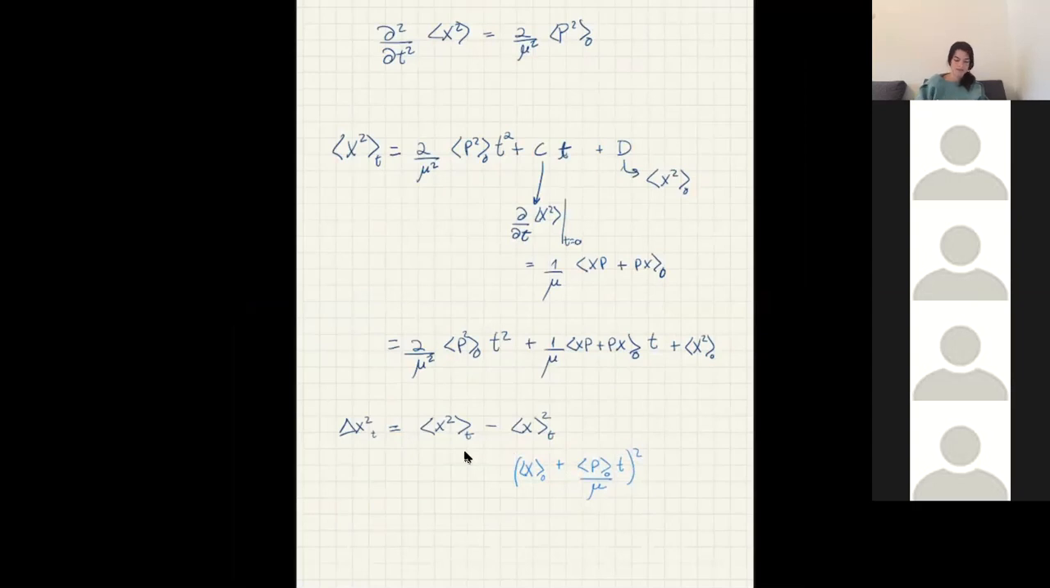And now the nice thing is that this is an average, it's a number. Okay, so this whole thing is just x0 squared plus p0 squared t squared over mu squared plus 2x p t at time 0 over mu. Okay, with a time here. Good.